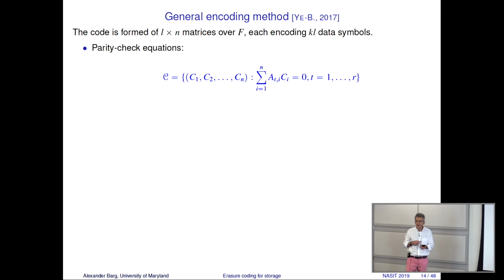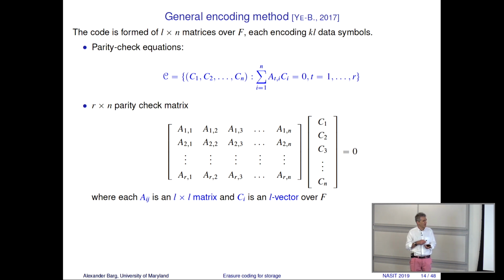We define the code in terms of parity check equations. Each node is an L vector over F. So our multipliers here, our coefficients, should themselves be matrices over F. So this is a general parity check equation. The code is F linear, so everything is in place.